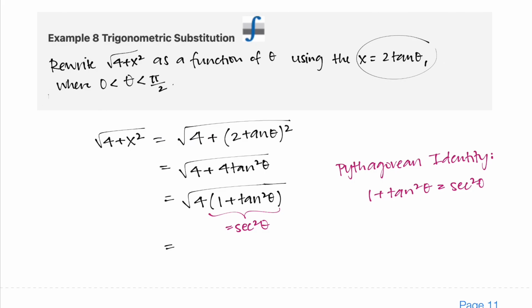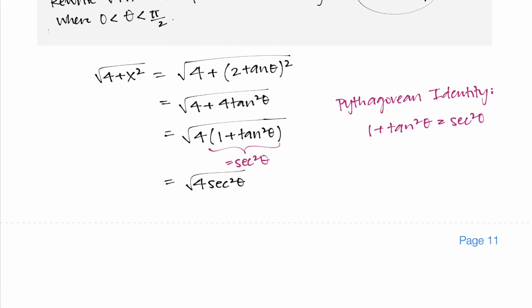Now that we have rewritten it that way, our expression becomes the square root of 4 secant squared theta. So 4 is a perfect square. We can bring that out of the square root as a 2. We can bring out the secant squared as well, because there are 2 secants multiplied together. So this also comes out, and we end up with 2 secant theta. And that's actually our answer.